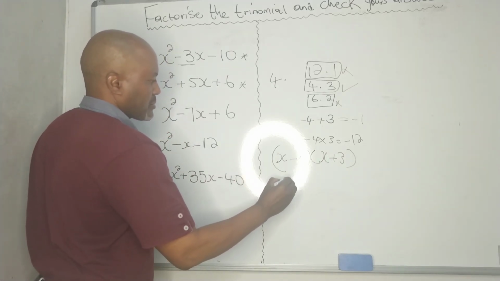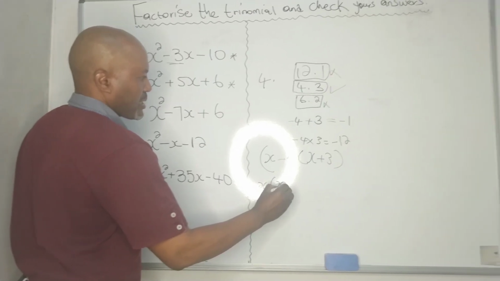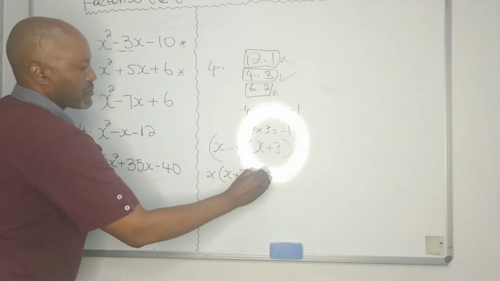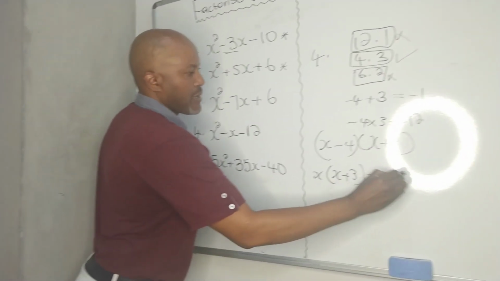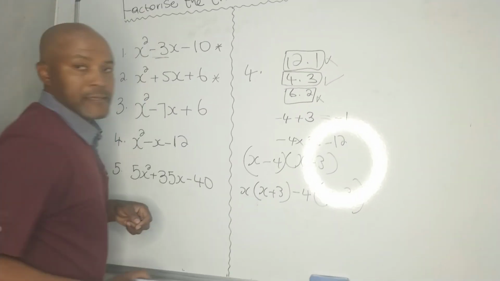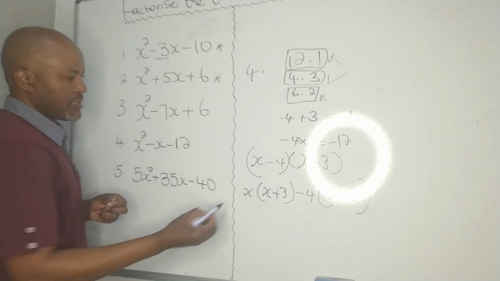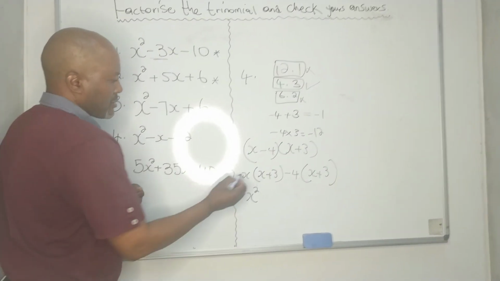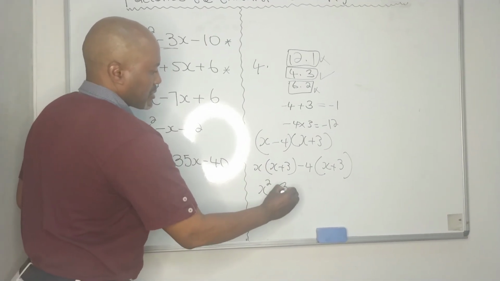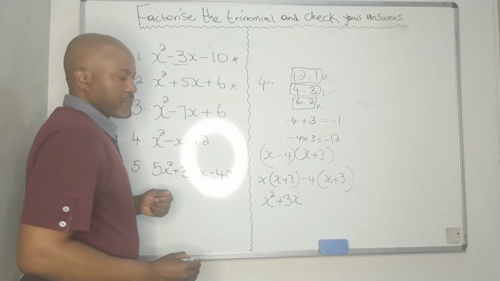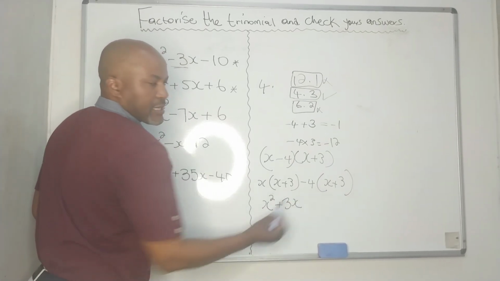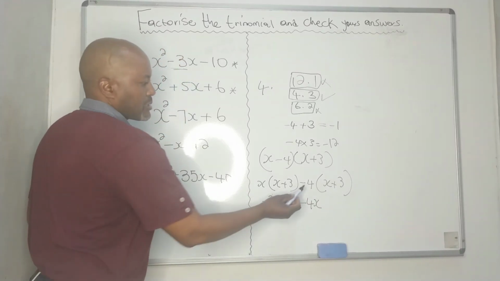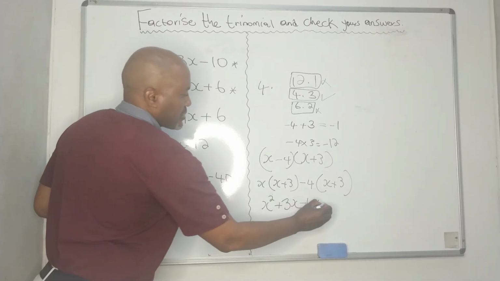Now let's prove them. We've got x and you multiply it by x plus 3. We've got negative 4. You multiply it by x plus 3. Okay? Now let's multiply this and this, you get x squared. This and this, you get 3x. Now negative 4 and x, you get negative 4x. Negative 4 and 3, you get negative 12.